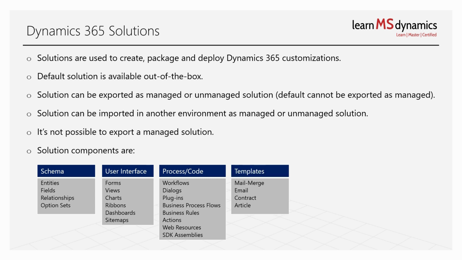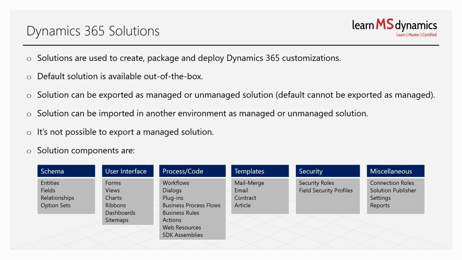The next one is templates. Templates include mail merge, email, contract, and article. Next we have security. In security, the components are security roles and field security profiles. And finally, we have miscellaneous. In that you have connection roles, solution publisher, settings, and reports.